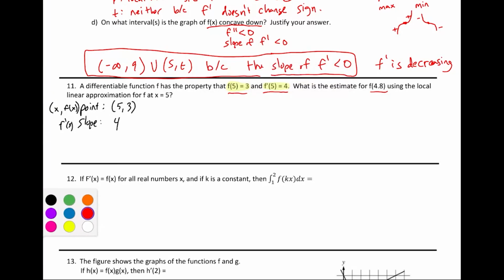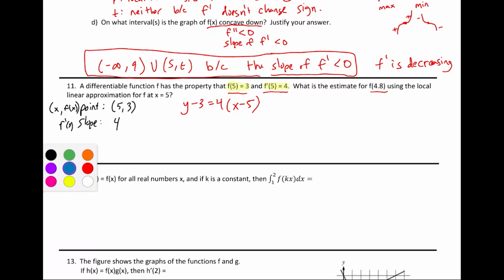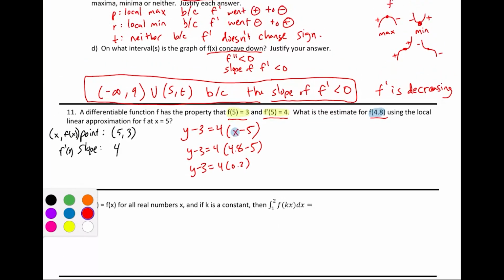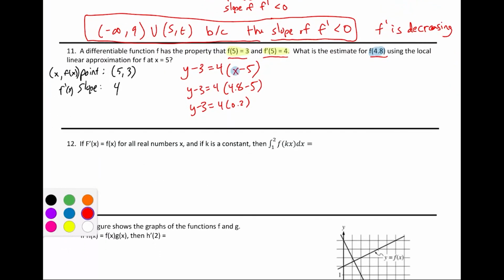So now we're ready to write the linear equation that we'll use for the approximation. y minus 3 equals 4 times x minus 5. We're using this to estimate f of 4.8. So we're going to substitute in 4.8 for x and solve for y. So y minus 3 equals 4 times 4.8 minus 5. 4.8 minus 5 is going to be 0.2. 0.2 times 4 is going to be 0.8. And 0.8 plus 3 is going to be 3.8.